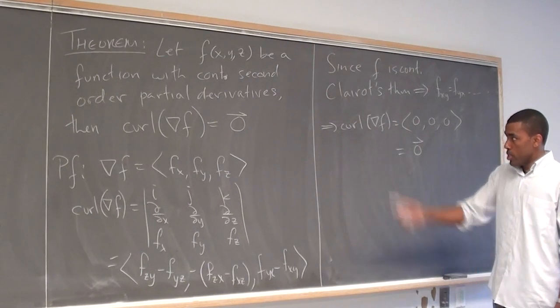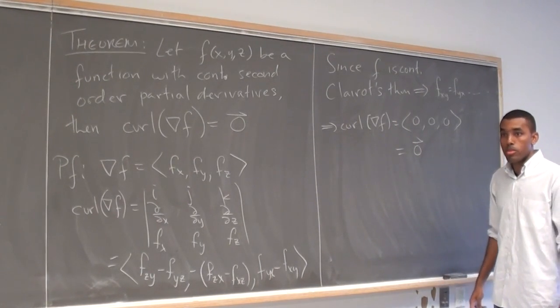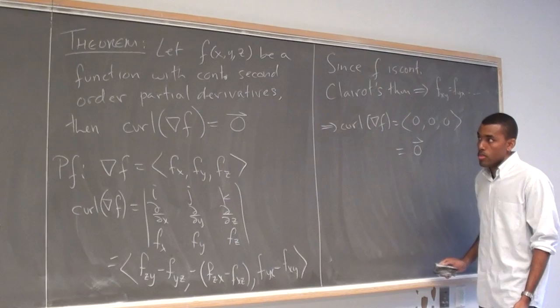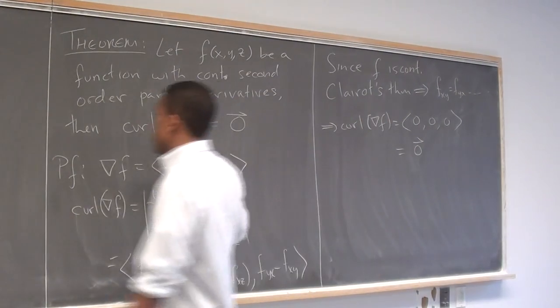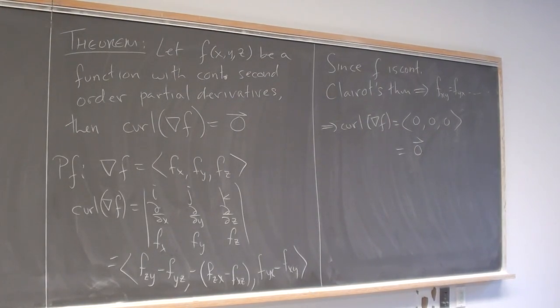We do know that the curl of a gradient field is 0. So it's going to be some sort of loop or circle-ish thing? No, it means there's no curl.